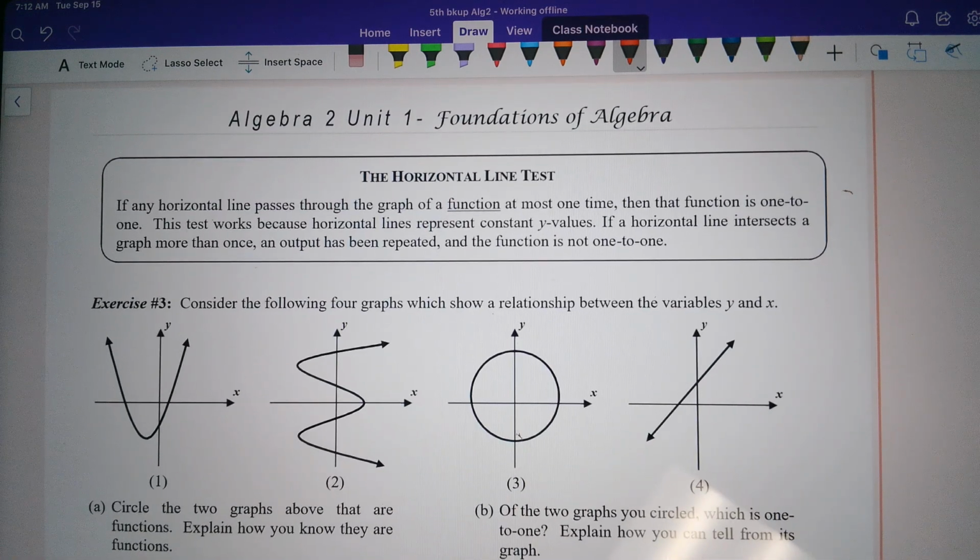Next, the horizontal line test. If any horizontal line passes through the graph of the function at most one time, then that function is one-to-one. Similar to a vertical line test to determine whether or not something is a function. So now, once we have a function, we can use the horizontal line test to determine whether or not it's one-to-one. This test works because horizontal lines represent constant y values. If a horizontal line intersects a graph more than once, an output has been repeated and the function is not one-to-one. So consider the following 4 graphs which show the relationship between the variables y and x.